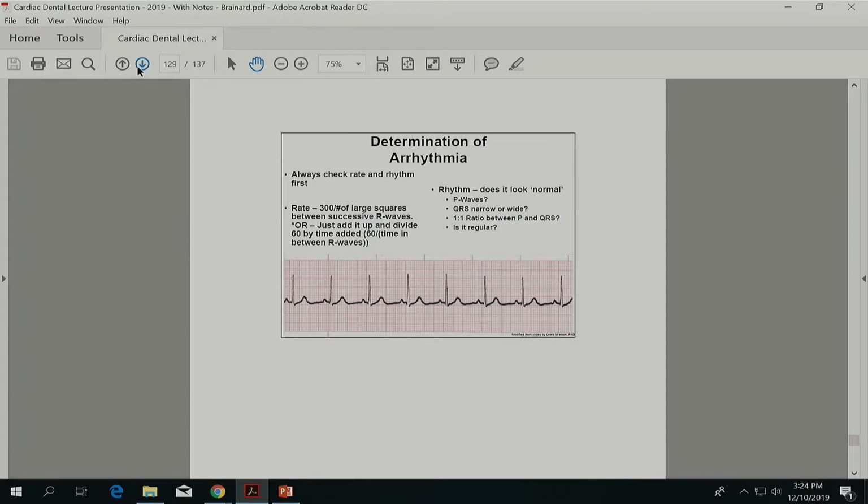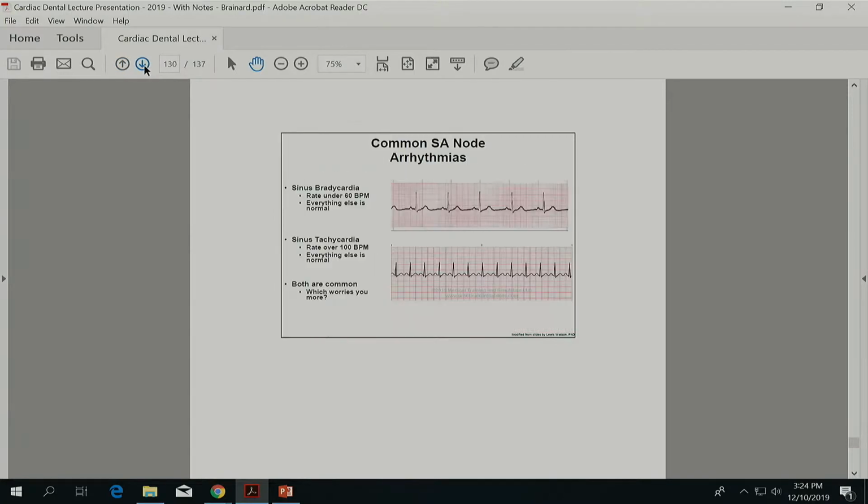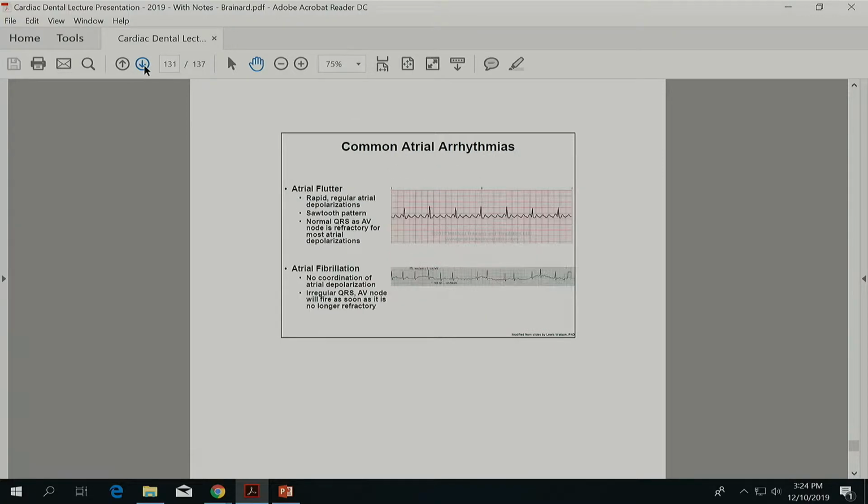All right, so here we go. Let's talk about arrhythmias. Bradycardia is below 60. Tachycardia is above 100. Atrial flutter is rapid, regular depolarizations. Atrial fib is not coordinated. I went past this really fast because, as you noticed from the exams, I don't really ask questions on it, but it might be on the boards.